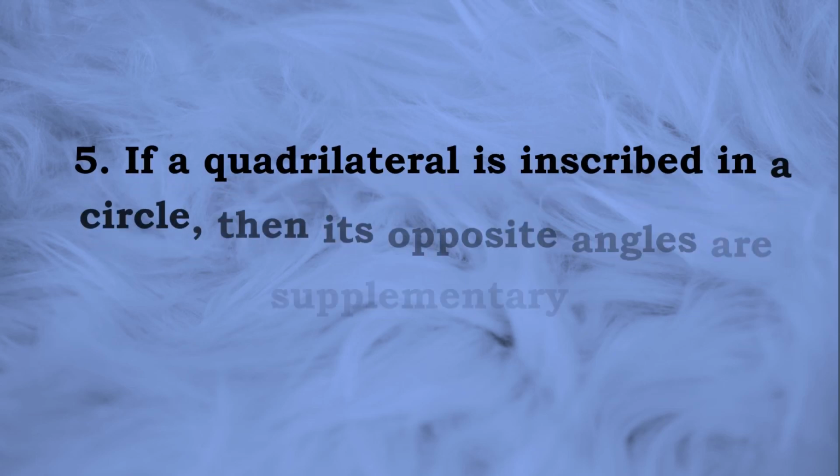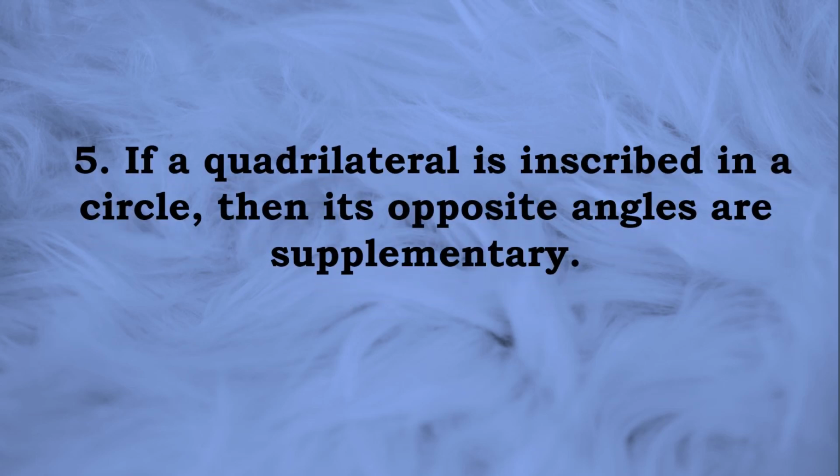theorem number 5. If a quadrilateral is inscribed in a circle, then its opposite angles are supplementary. So, ngayon, dito naman sa 5, binanggit ang quadrilateral. So, ano ba yung quadrilateral, di ba? It's a four-sided polygon. So, nasa loob siya ng circle. So, meron kayong tatandaan kapag ang quadrilateral ay nasa loob ng circle.